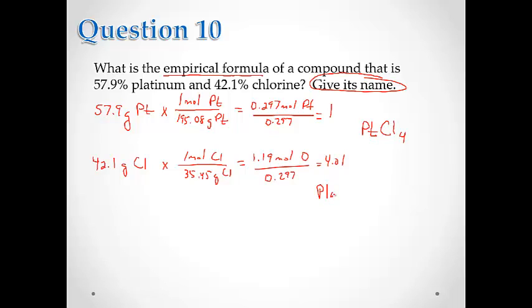Now when it says give its name, I just want to name this compound. So it's going to be platinum chloride. Now the tricky part on this one is platinum has multiple oxidation numbers, so I need a Roman numeral in there. Chlorine being a -1, and I have 4, the total negatives is -4. I have 1 platinum here because there's no number there, so it must be the +4 oxidation number. So it's going to be platinum Roman numeral 4 chloride.